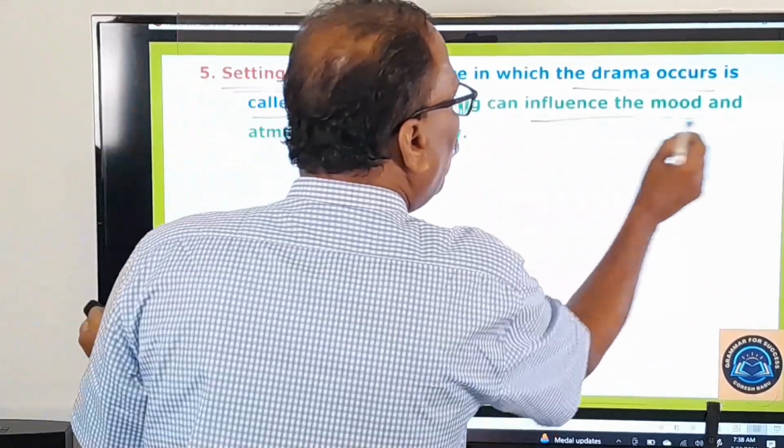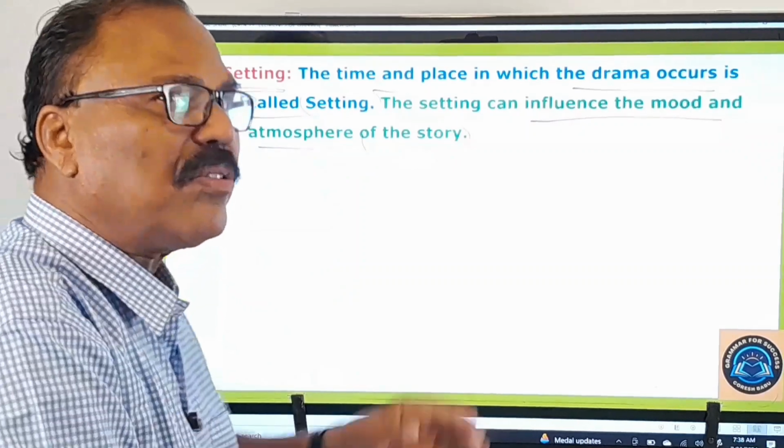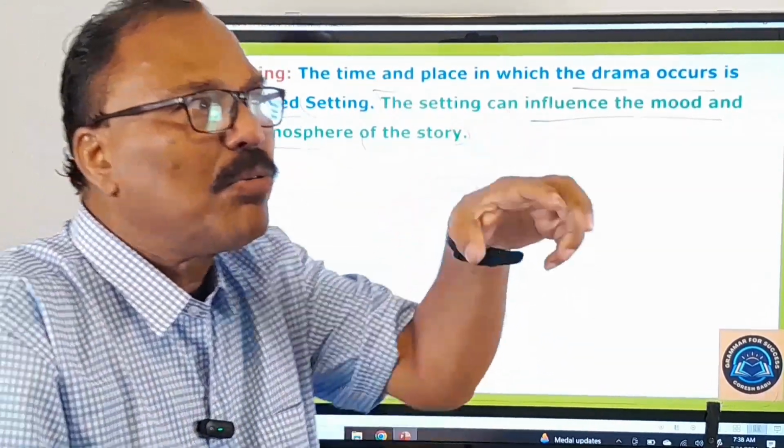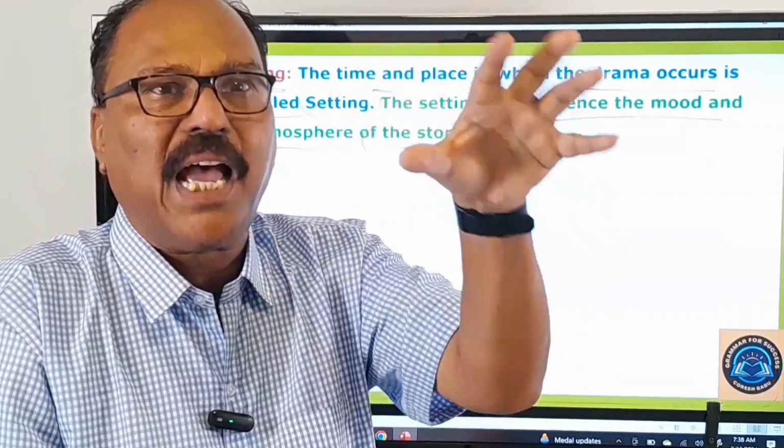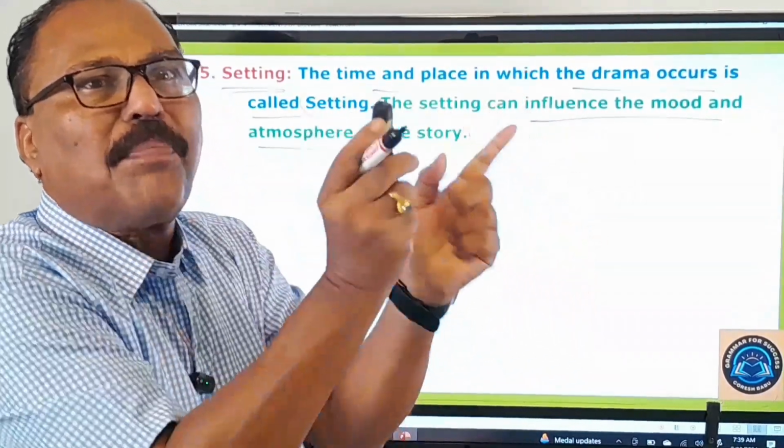The setting can influence the mood and atmosphere of the story. And according to the story, the director chooses the place and the time. So the setting will be according to the story, according to the plot.